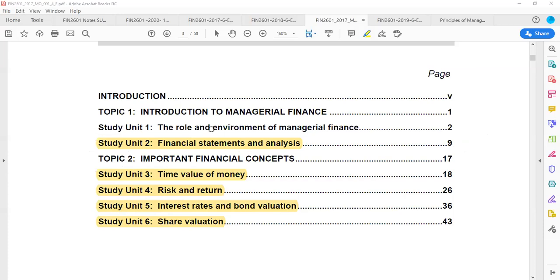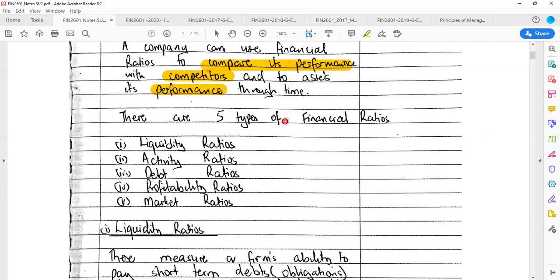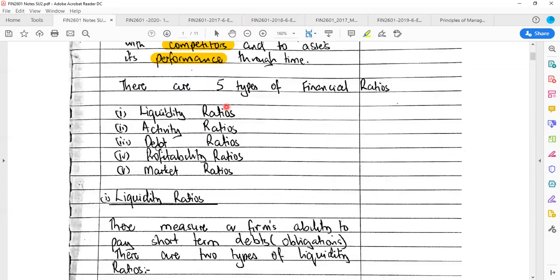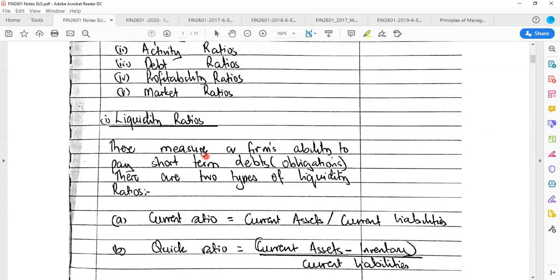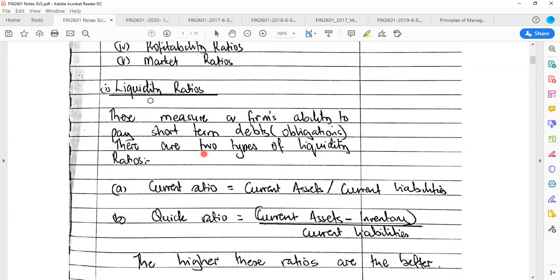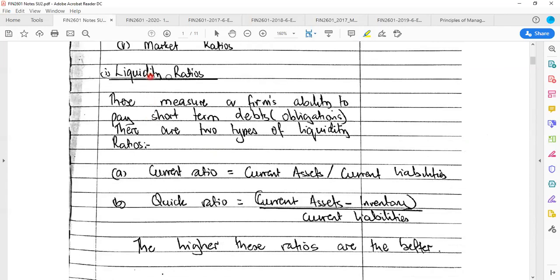So these are the 5 types of financial ratios we have. Let me look at each of these and then we'll work through some examples. We'll start with liquidity ratios. Under liquidity ratios, we have 2 types. We have what we call the current ratio and the quick ratio. The quick ratio is also known as the acid test ratio.